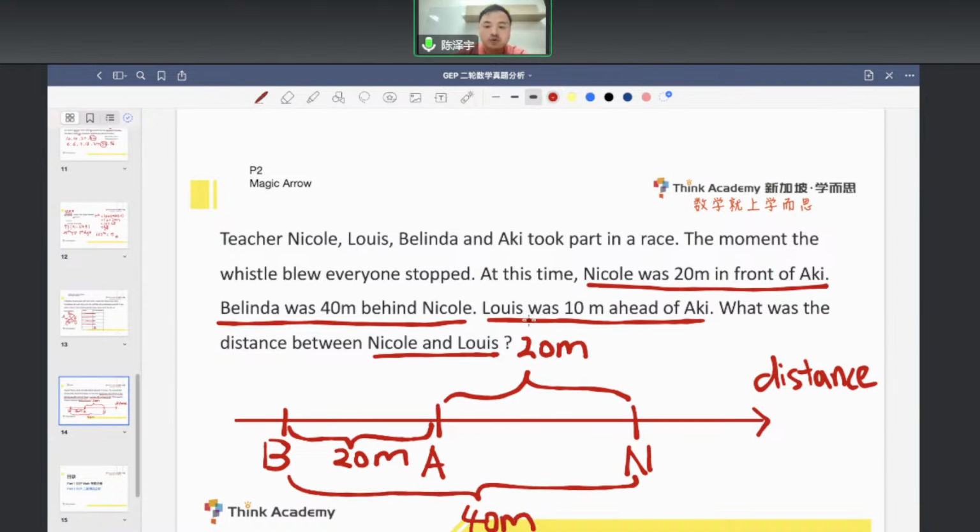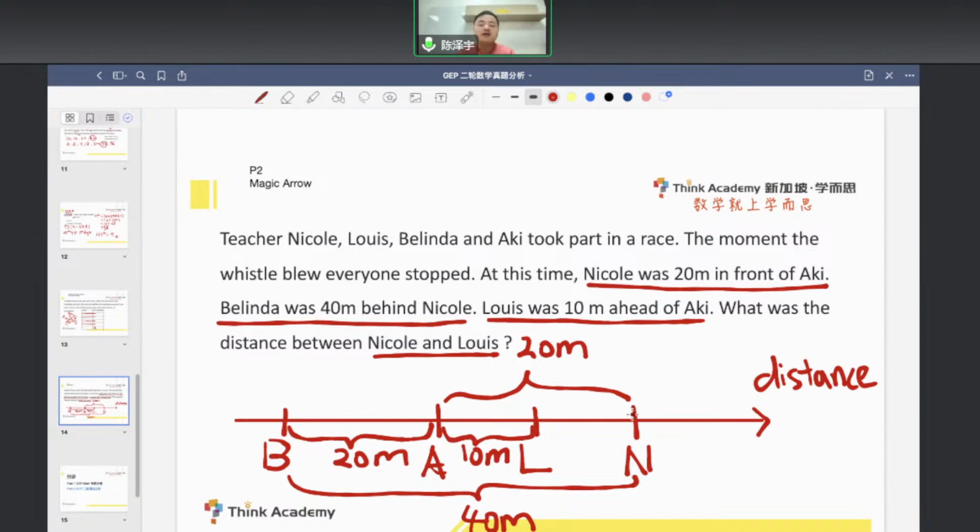And the last clue told us that Luis was 10 meters ahead of Aki. So now let's allocate where Aki is. Aki is here, so Luis is in front of Aki. It will be here, 10 meters ahead. So it still hasn't reached Nico's position, because Aki and Nico are 20 meters apart. It will be halfway here. So this is Luis, and the distance here is 10 meters.